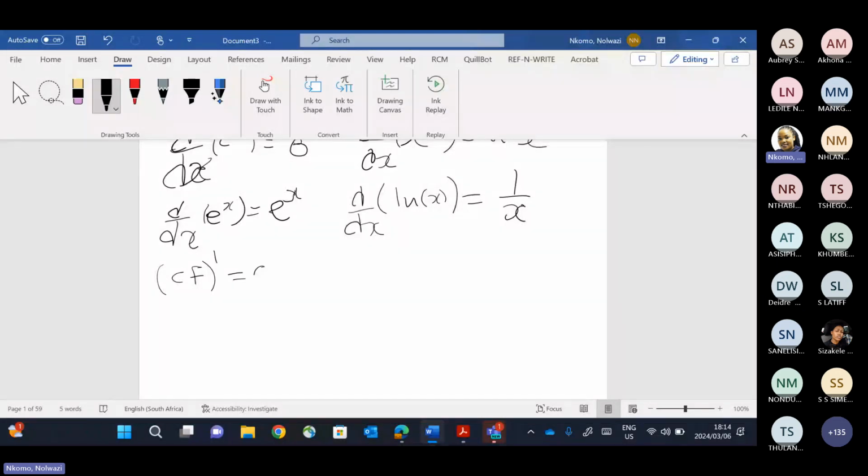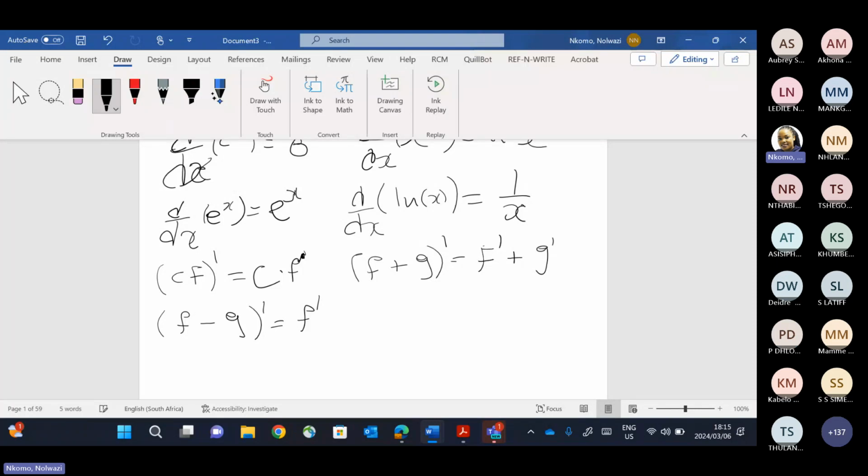And we did the sum and the difference. The derivative of the sum of two functions is equal to the derivative of the first function plus the derivative of the second function, and the derivative of the difference of two functions will equal the derivative of the first function minus the derivative of the second function. This is what we did last time.